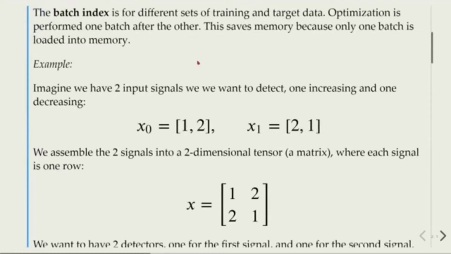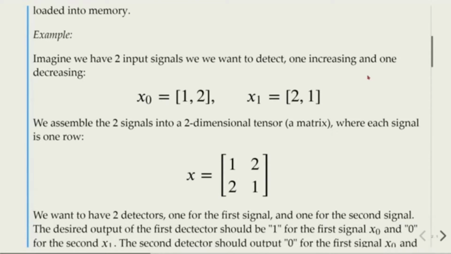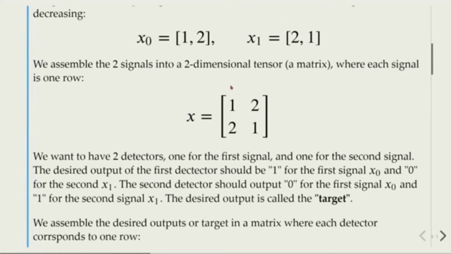In our example, let's imagine that we have two input signals that we want to detect, one increasing and one decreasing. So here x0 is given by 1 and 2, and x1 is given by 2 and 1. We will assemble these two signals into a two-dimensional tensor, a matrix, where each signal is one row. So now we have this matrix called X, and here we have x0, 1 and 2, here we have x1, 2 and 1.